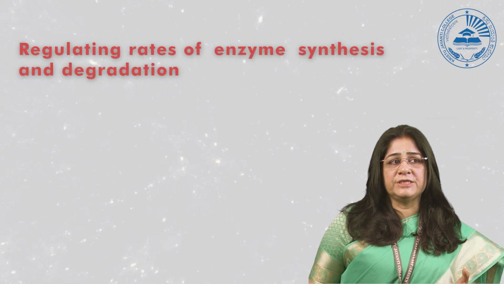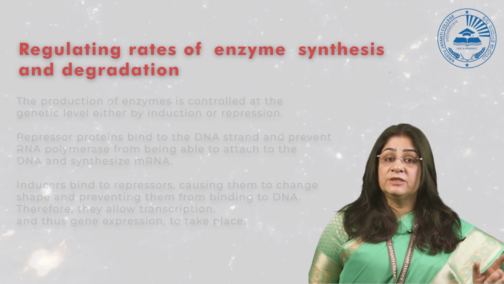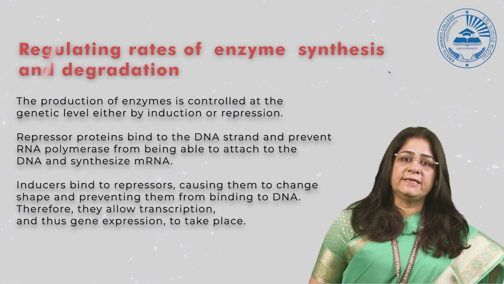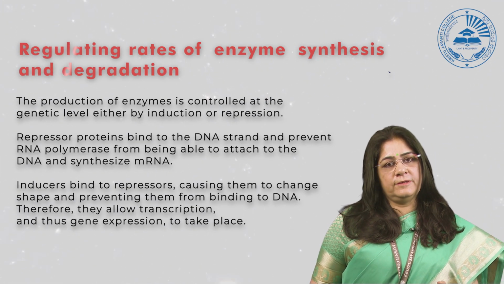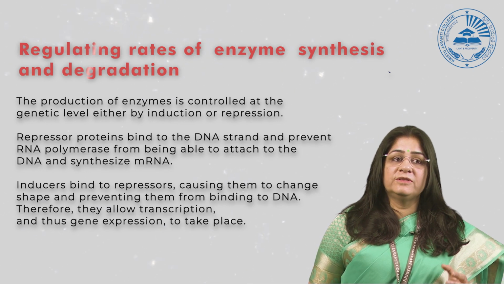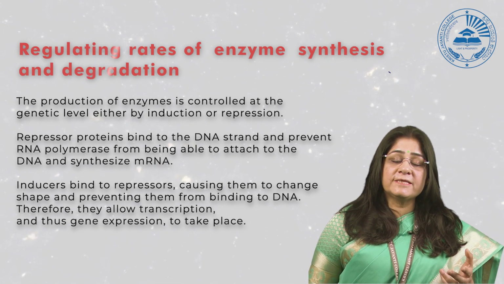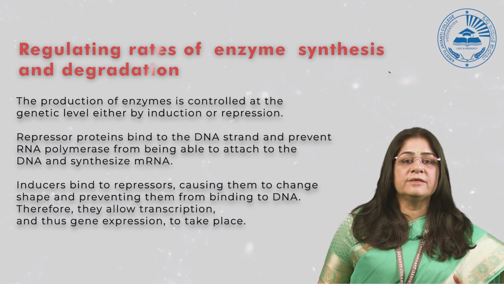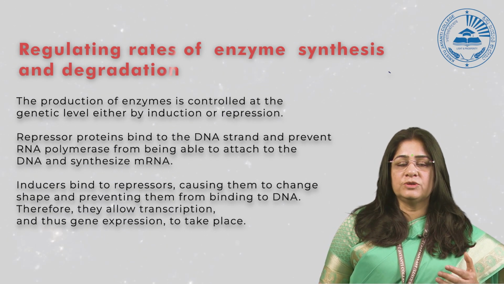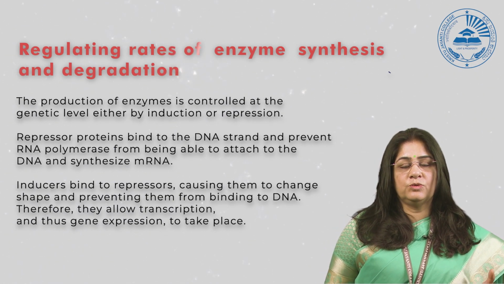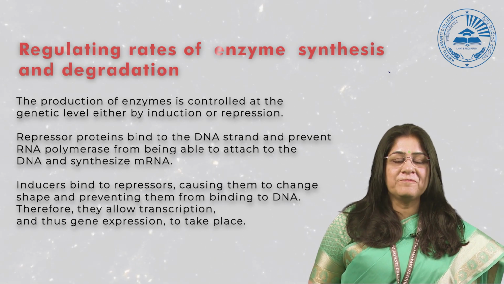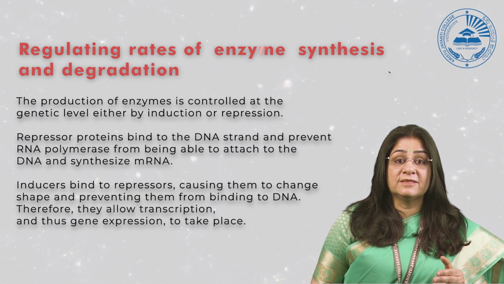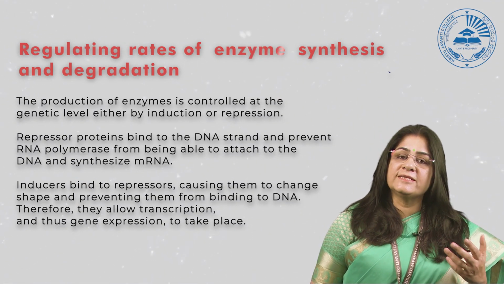Now, coming to the regulating rate of enzyme synthesis and degradation, the first one which we discussed, the production of enzyme itself is controlled at the genetic level either by induction or repression. Okay? And you should be familiar with the name repressor. The repressor proteins are the proteins that bind to the DNA strand itself and prevent the RNA polymerase from being able to attach to the DNA and synthesize mRNA. This you would have learned under the synthesis of mRNA. So, there the repressor protein plays its role in order to inhibit the synthesis of that particular enzyme, and as you all know, enzyme is a protein.